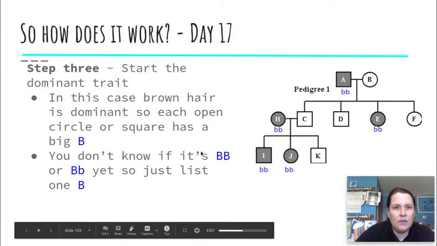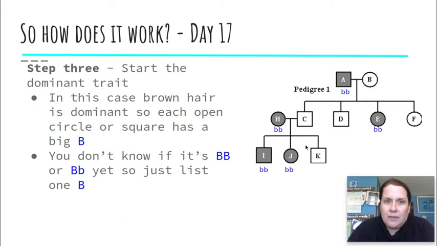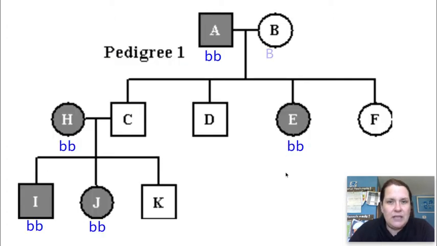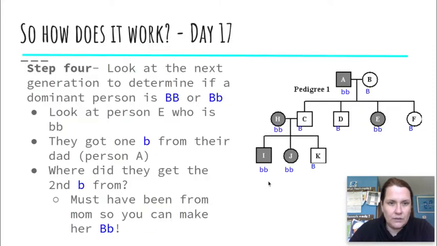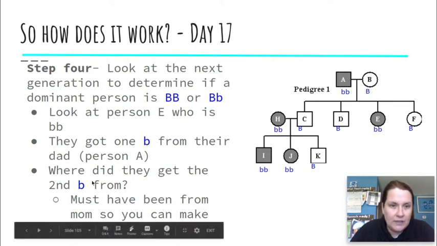Then step three, start with the dominant trait. We know that B, C, D, F, and K don't have the studied trait, so they at least have to have a big B by them, because we know that they have brown hair. So we can put at least a big B by all of them. Then what's the other letter going to be, big or little b? Where did they get that second b from?